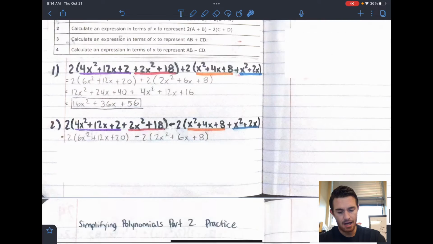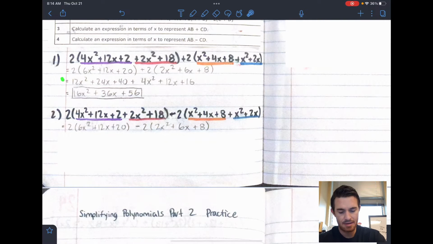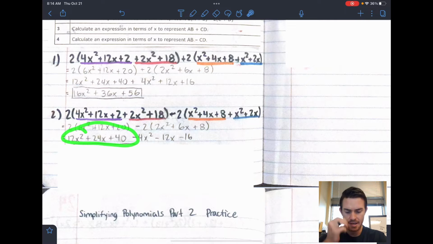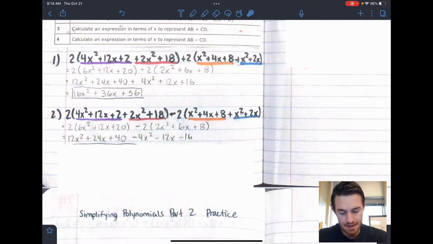Okay, so now step 3, or this line here, was to distribute the 2, so I'm going to do the same thing over here. And you're going to get the same result as we got here. All right, so that's 12x squared plus 24x plus 40.